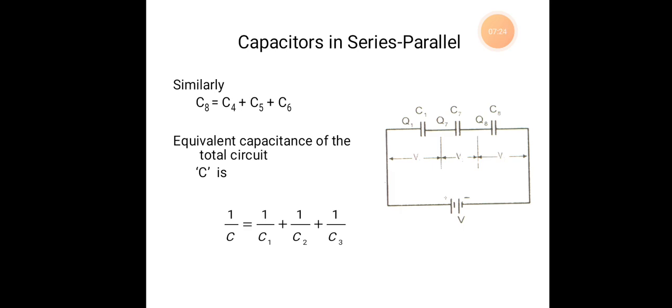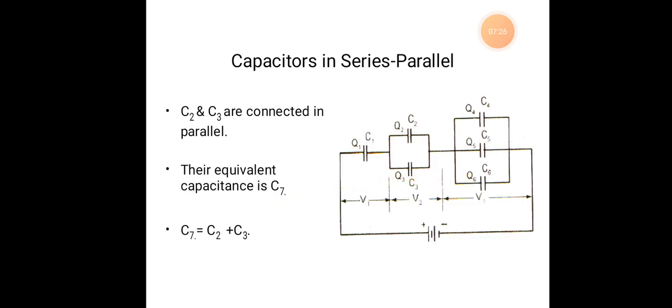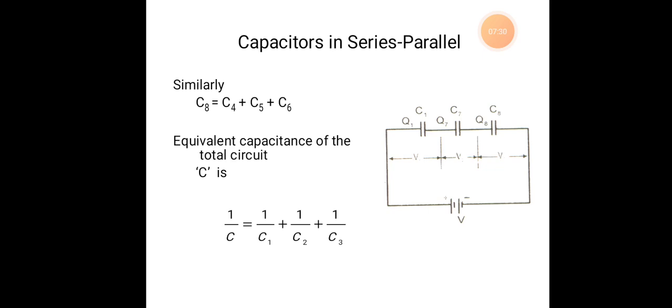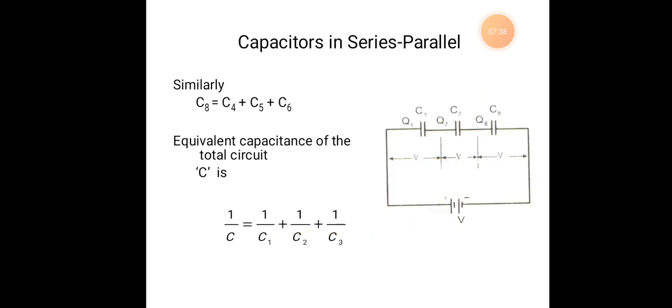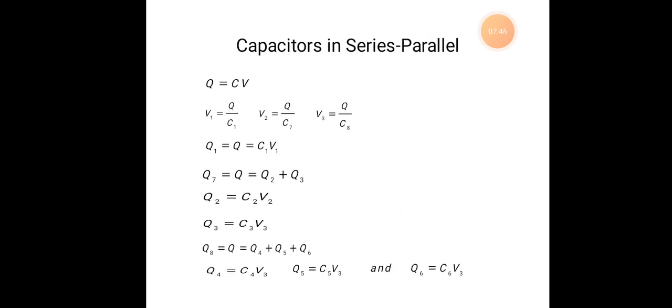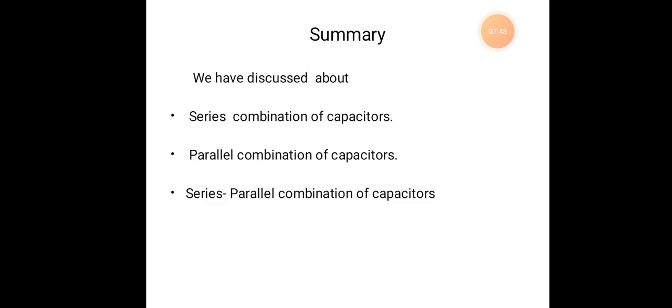C8 is a combination of C4 plus C5 plus C6, and C7 is C2 plus C3. As per the circuit diagram, the total equivalent capacitance is 1 by C equals 1 by C1 plus 1 by C2 plus 1 by C3. Those are very important equations.